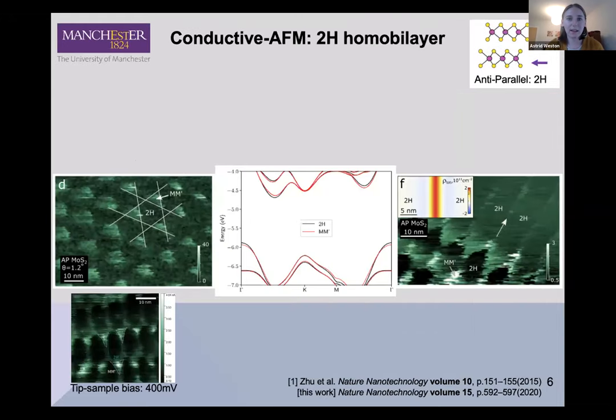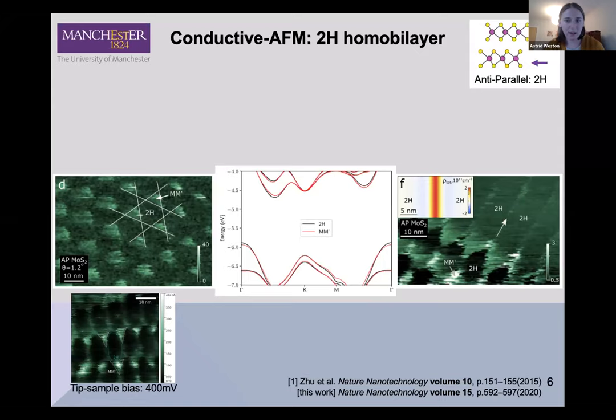And again, we looked at the conductive AFM. As we see in this left-hand side image, we do in fact get contrast between the different domains. But if we just consider the DFT calculated band structure, we see very little difference between 2H and MM. The only difference is that in 2H the minimum sits below MM. So this doesn't directly tell us why we see a brighter contrast in MM.